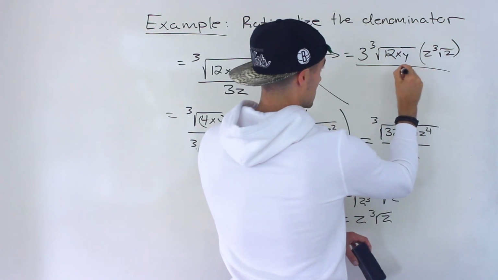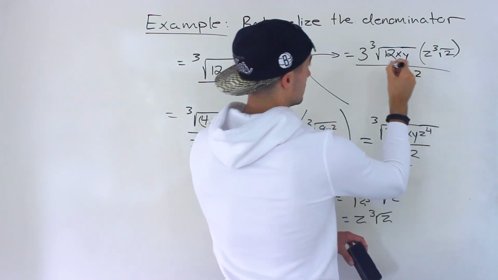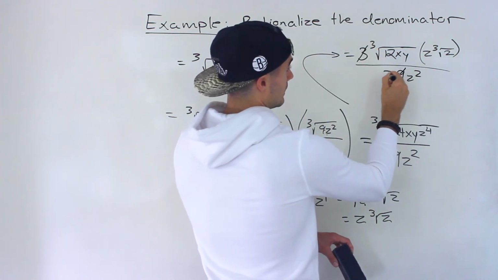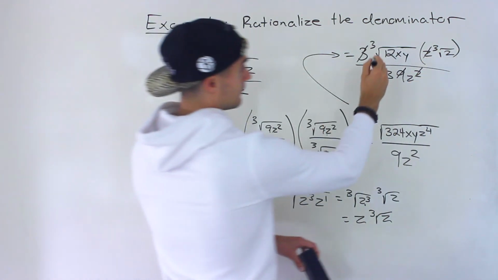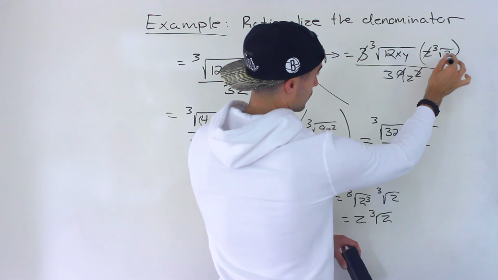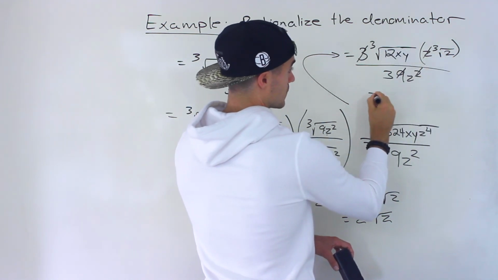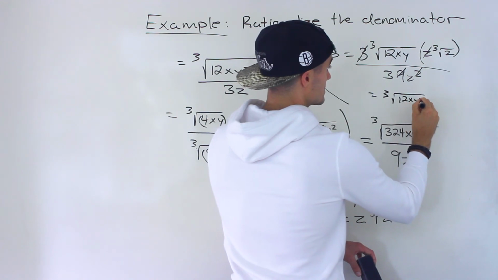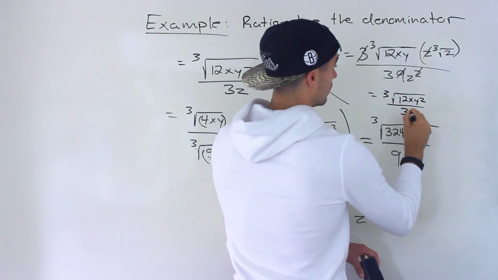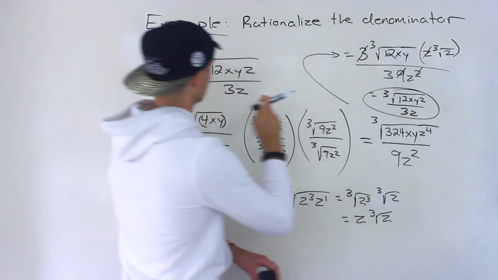Okay, and then this is going to be all over 9z squared. And then notice the 3 and the 9 simplify, and then the z and that z simplify. And then we could recombine these because we have the third root of z times the third root of 12xy, so that would end up being the third root of 12xyz all over 3z, which is exactly what we got here.